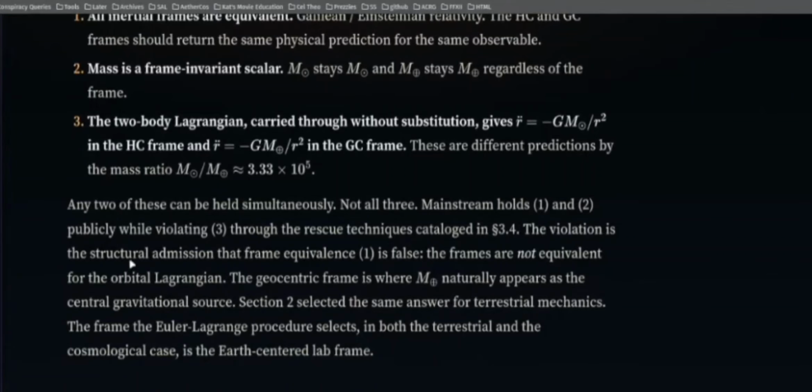The violation is a structural admission that the frame equivalence is false. The frames are not equivalent for the orbital Lagrangian. The GOC frame is where Earth naturally appears as the central gravitational force. Section 2, the frame answers the same for the terrestrial mechanics, and the Euler-Lagrange procedure selects, in both the terrestrial and the cosmological case, the Earth-centered lab frame.